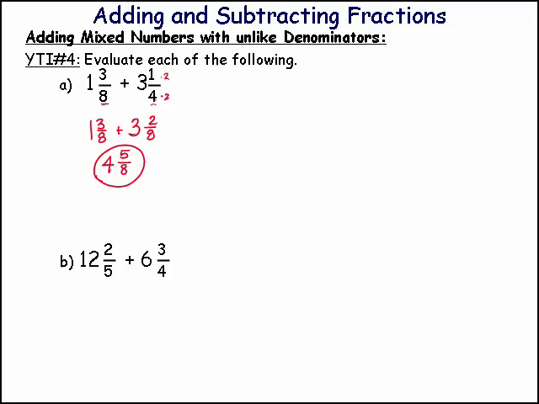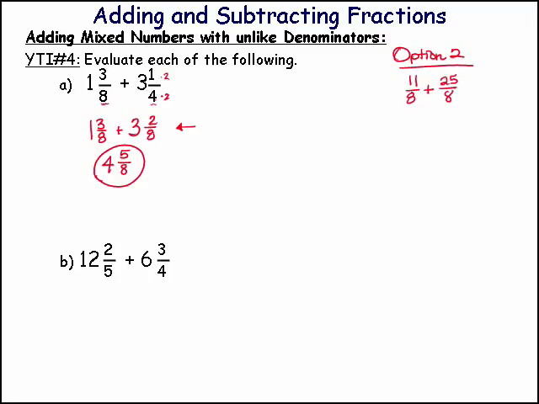I also said I was going to show you another option. If you don't like adding mixed numbers together like this, you can do it as improper fractions. Let's look at this right here. Once you've converted, you can turn it into an improper fraction. 8 times 1 is 8 plus 3, that's 11 over 8. Plus, what's the other one? Well, 8 times 3 is 24, plus 2, that's going to be 25 over 8.